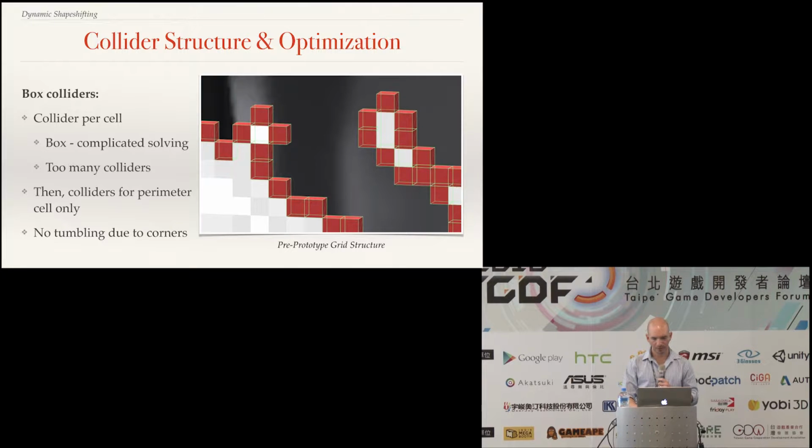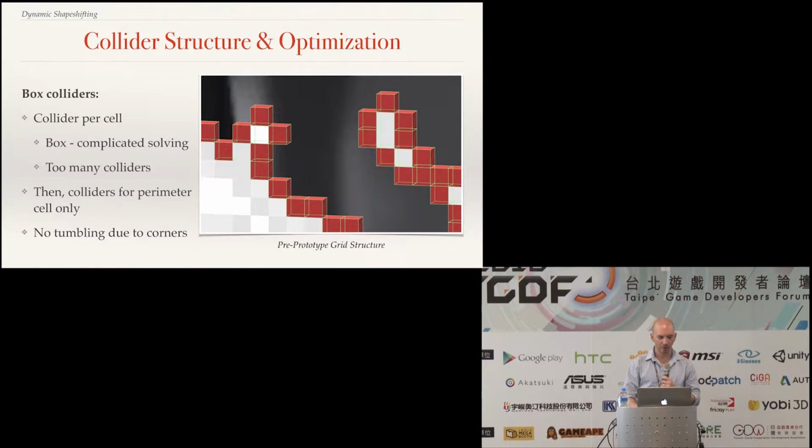So this is how it started on day one. There was a collider for each one of the cells. It was a box collider, which, by the way, is a little bit more complicated than a sphere, for example. And there were just way too many colliders. So I removed all the colliders that were not on the perimeter. Basically left only the ones that had less than 4 neighbors.